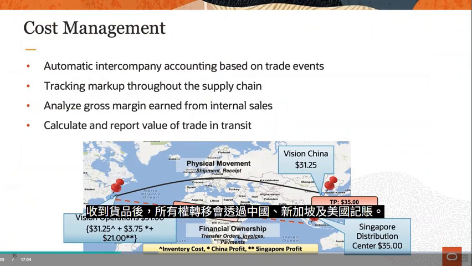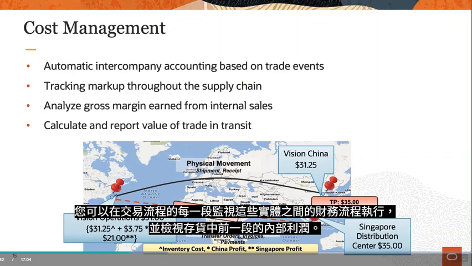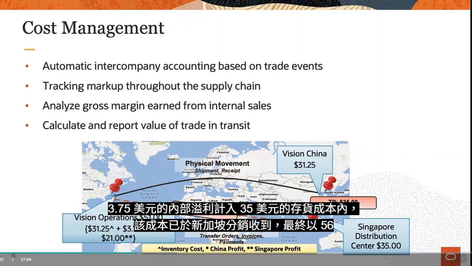Goods in China at a cost of $31.25 are shipped to Singapore distribution at a transfer price of $35. The internal profit of $3.75 is included in the inventory cost of $35 at Singapore distribution, which is finally transferred to the destination Vision operations at a transfer price of $56.